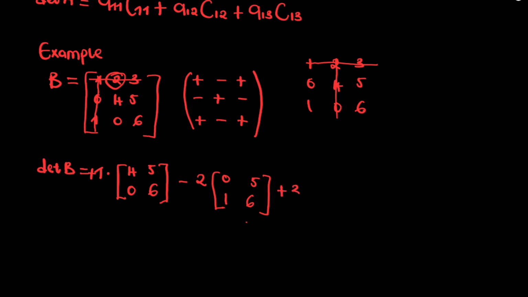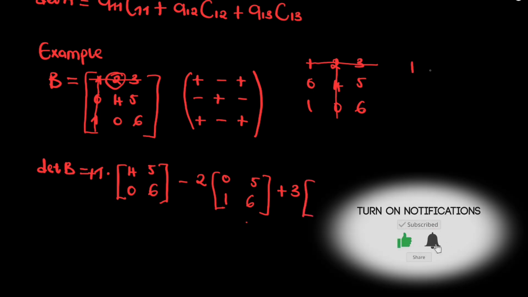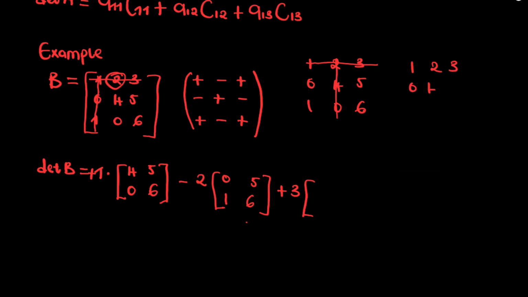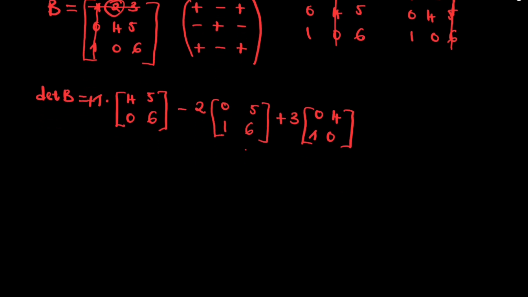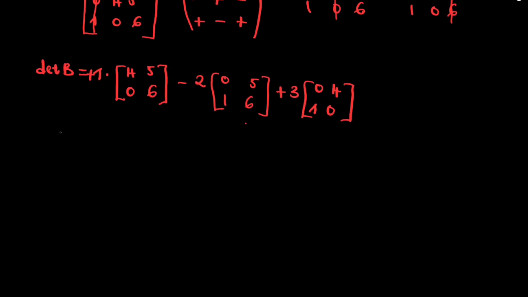So we have plus 3 now. We do the same. We delete its rows and columns. Let me write it back. So we delete its row. This is a row, delete the row. Now we delete the column. What is left? 0, 4, 1, 0. And that is all. So now we simplify it. Now let's simplify each 2 by 2.